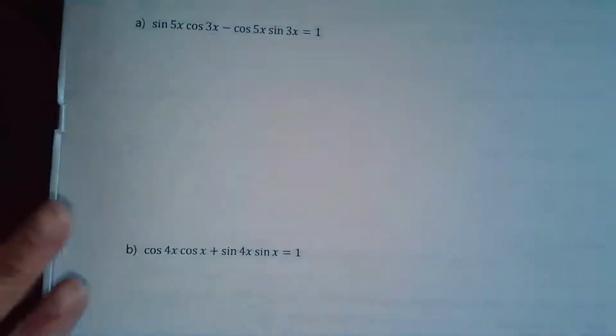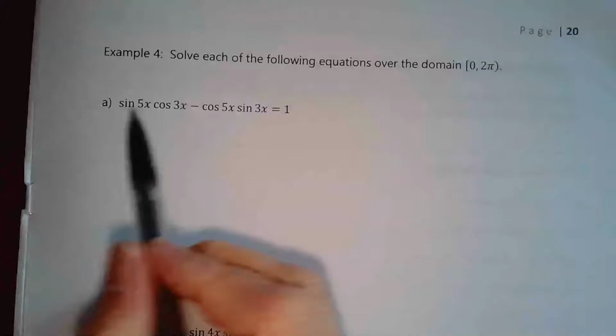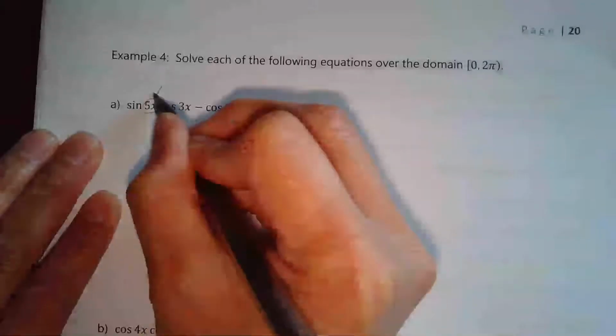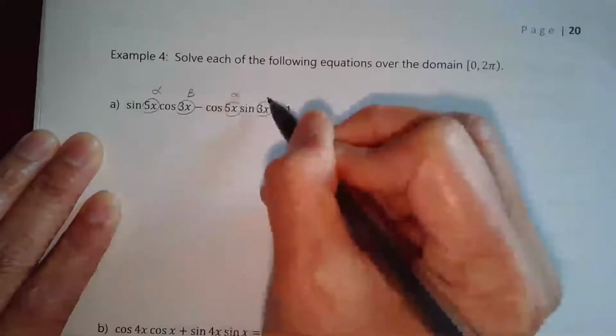Okay, let's go to the last one, example 4. Now, when we did something like this in lesson 1, we're going to use the trig identity to simplify, and then we're actually going to use that to solve eventually. So what does that look like? This is our alpha, this is our beta.